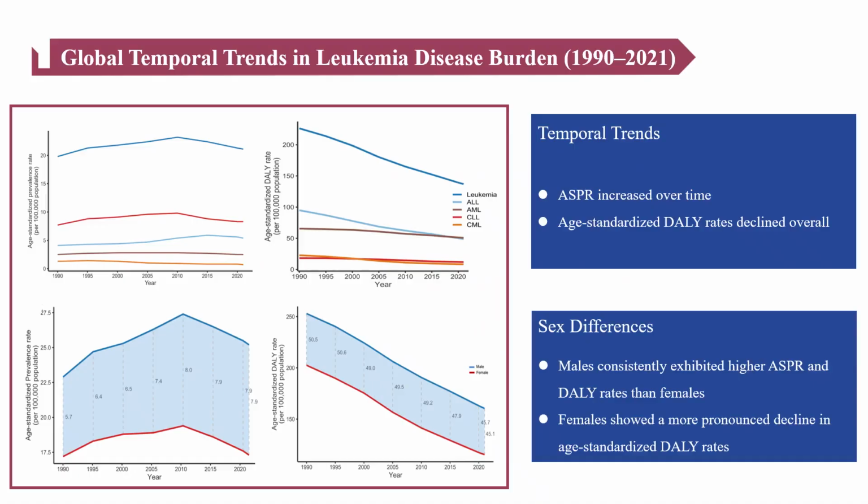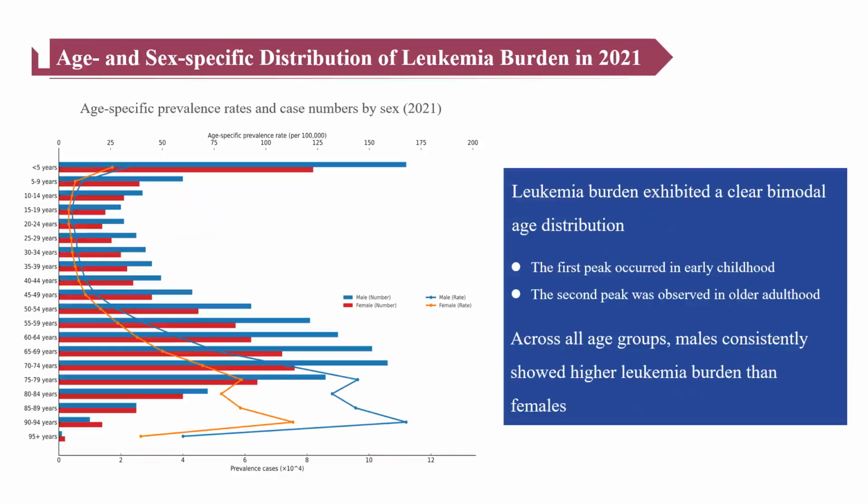Over the past 3 decades, global age-standardized prevalence rates increased, whereas age-standardized DALY rates declined overall. Males consistently bore a higher leukemia burden, while females experienced greater reductions in age-standardized DALY rates. Leukemia exhibited a clear bimodal age pattern, with one peak in early childhood and a second peak in older adulthood. Across all age groups, males consistently showed higher prevalence levels than females.